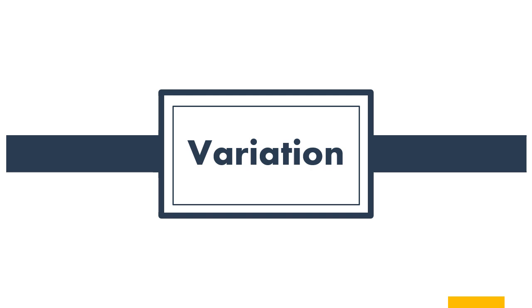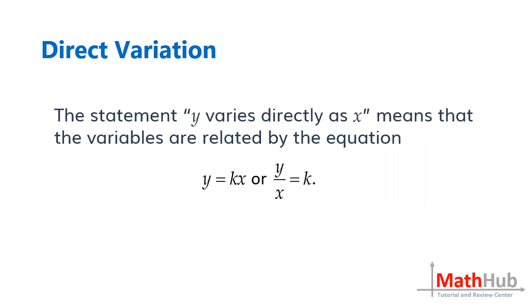For our last lesson in this topic, we have variation. So first, let's look at direct variation. The statement y varies directly as x means that we have y is equal to kx. So if we have varies directly, it's like we have y here and then varies directly becomes equals k. So we have y equals k and then x.